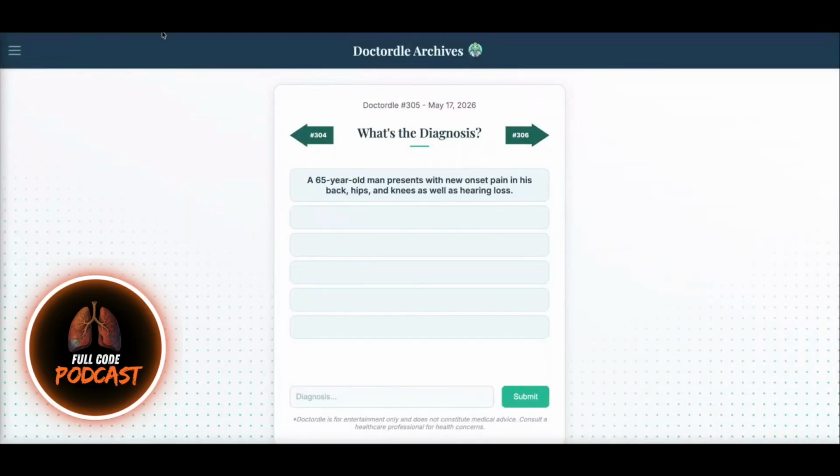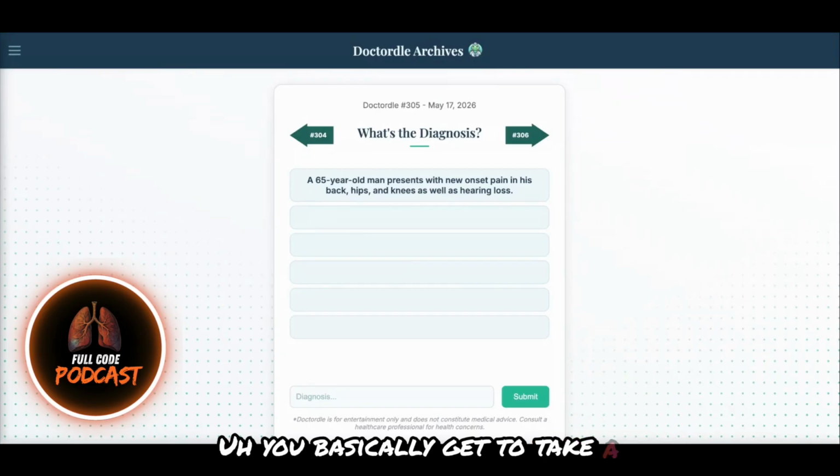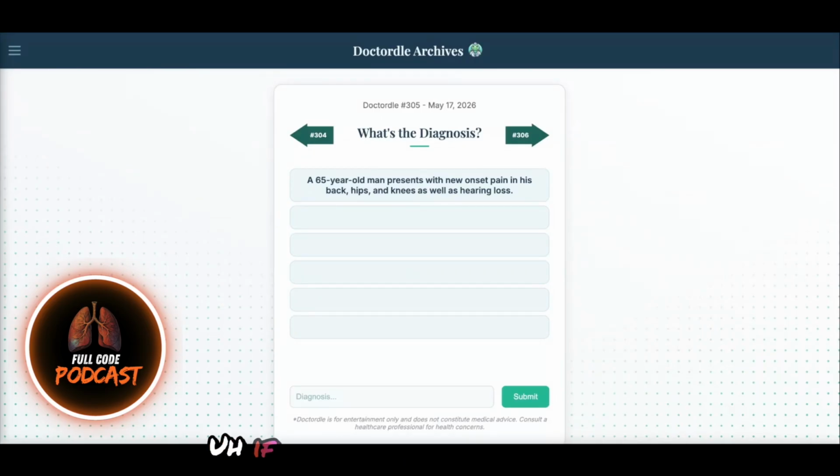Perfect. So we have a question. You basically get to take a shot at what you think it is. If you are wrong, it will give you another clue. If you're right, then you just get it right. My original plan, and I'll probably stick to this for now, is that even if I think I know what it is, I'm not going to say it until we get closer to the end, so we can practice thinking out loud and trying to create an appropriate differential diagnosis.